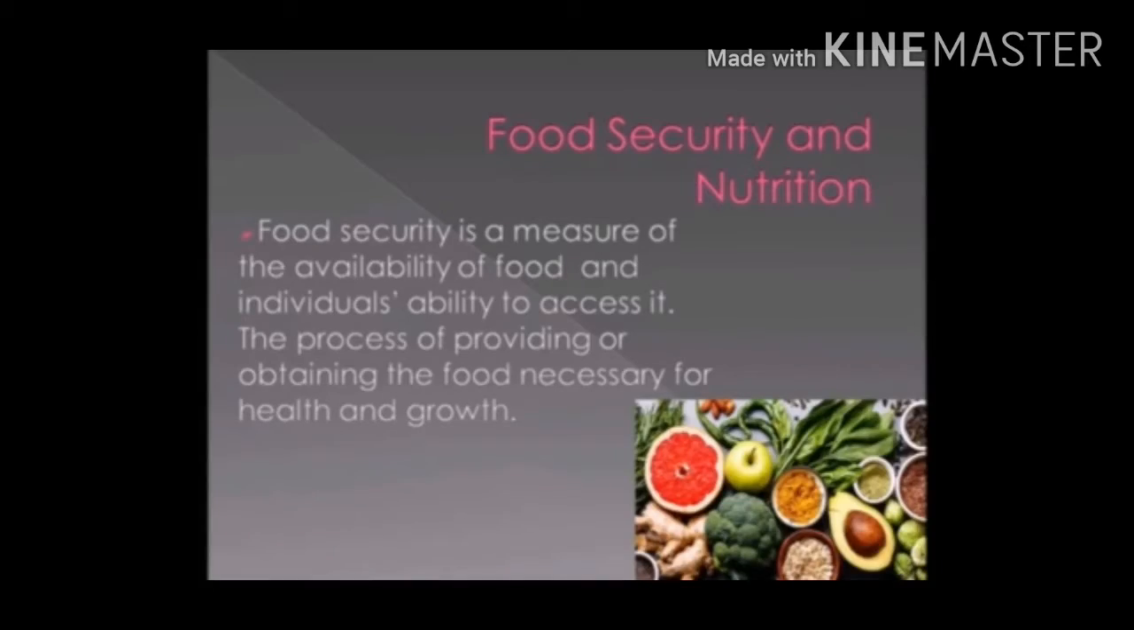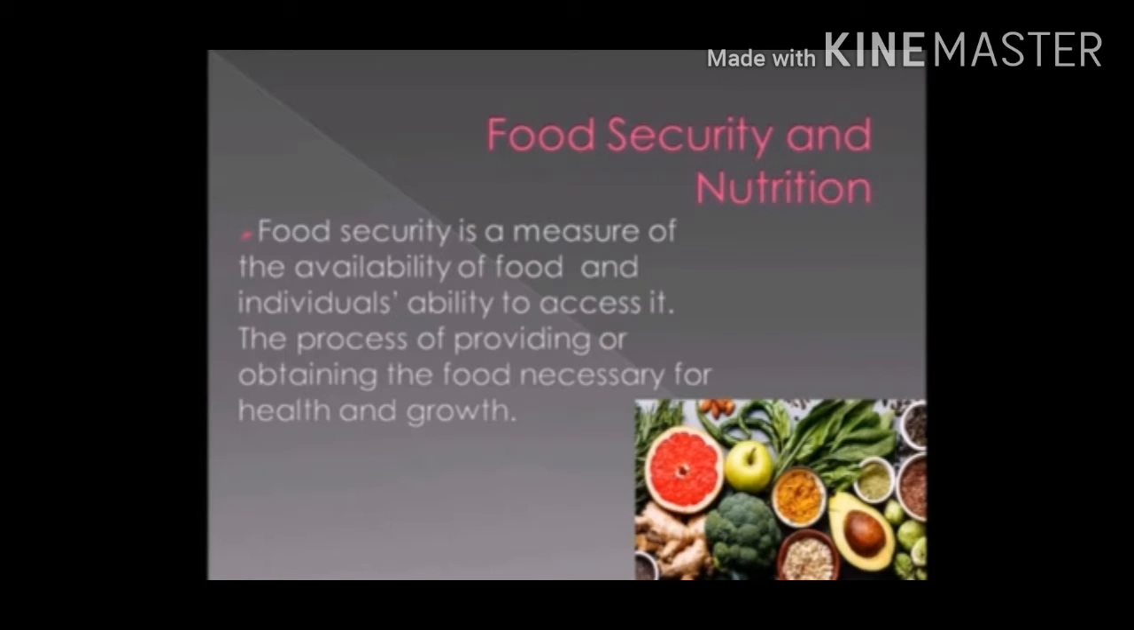Food security and nutrition. The United Nations Food and Agriculture Organization defines food security as follows. Food security exists when all people at all times have physical, social, and economic access to sufficient, safe, and nutritious food which meets their dietary needs and food preferences for an active and healthy life. Food and Agricultural Organization, 2009.